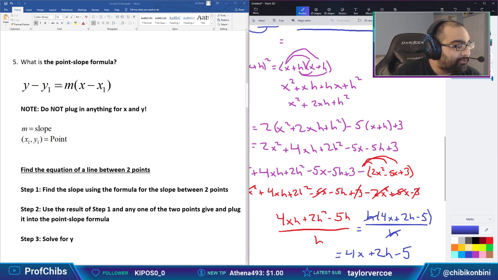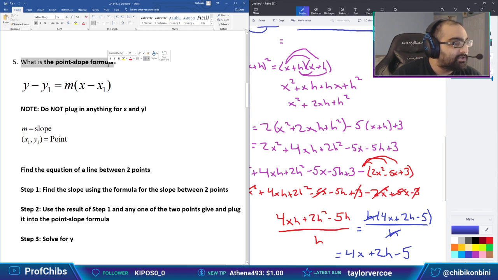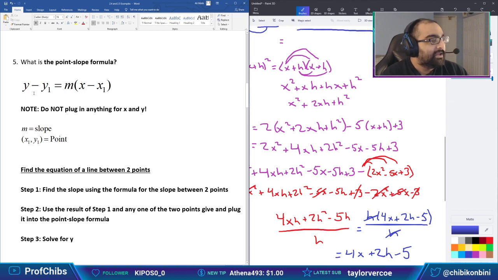So the tool that we need in our arsenal is the point slope formula. That is here in question 5, which asks what is the point slope formula? So the point slope formula is y minus y1 equals m times x minus x1.